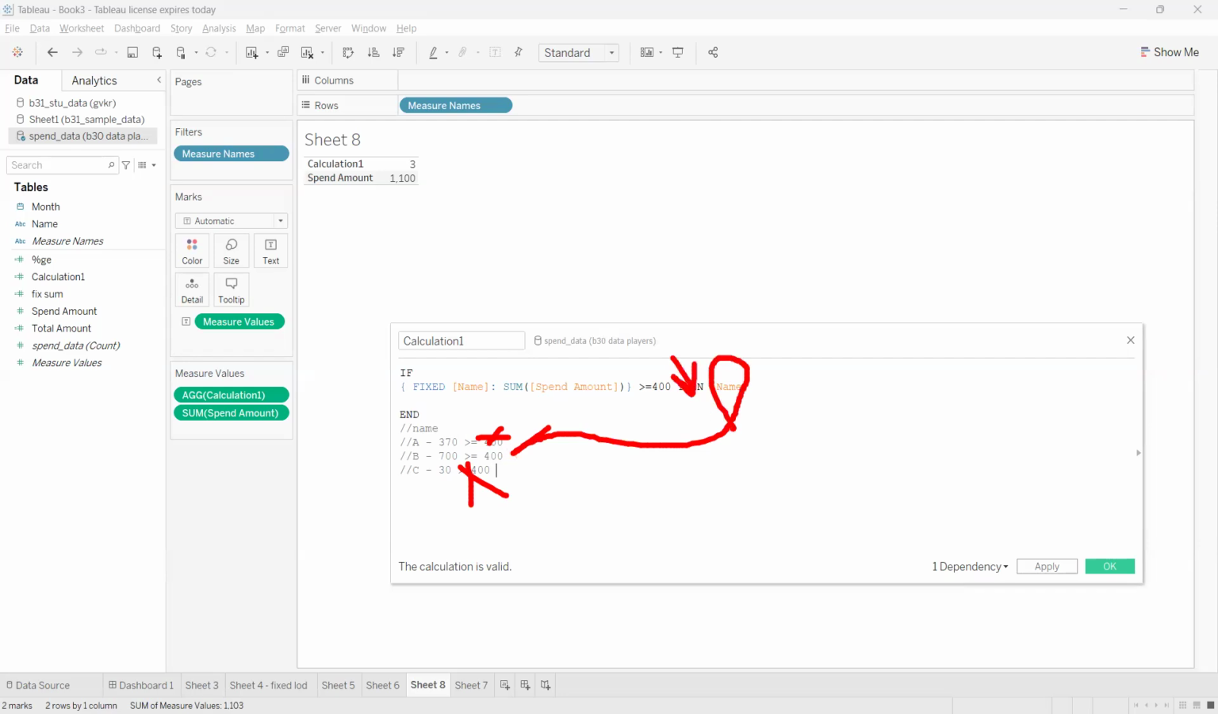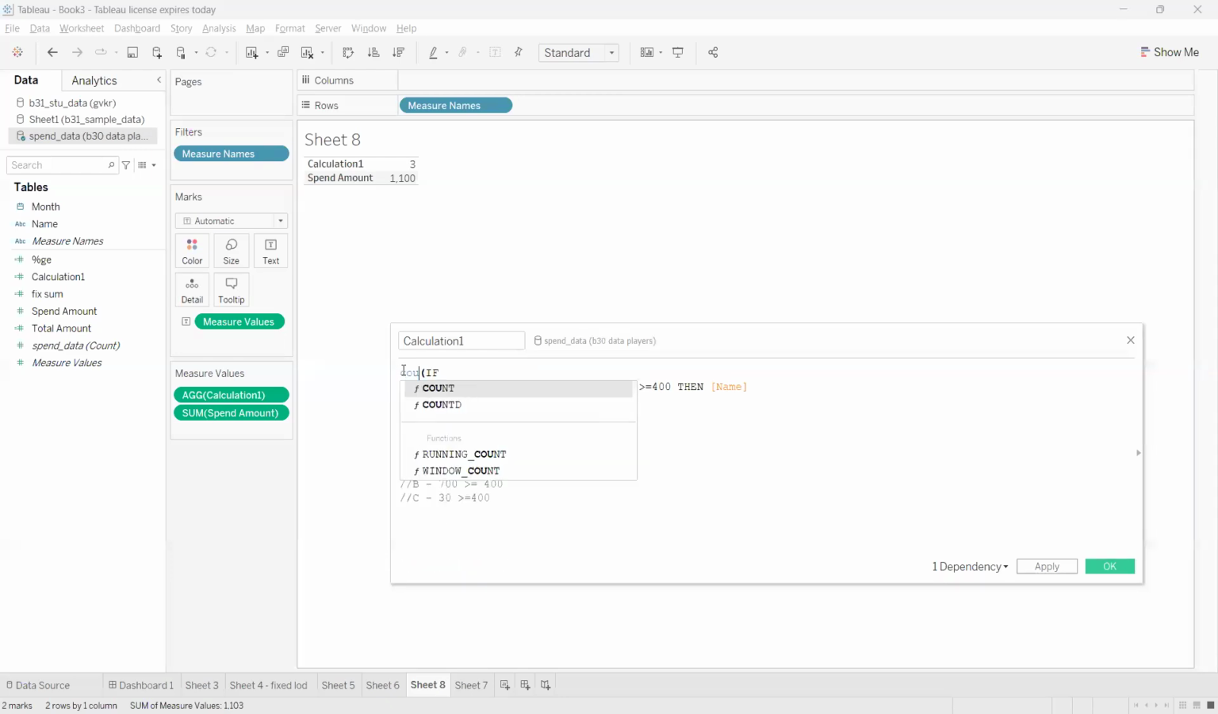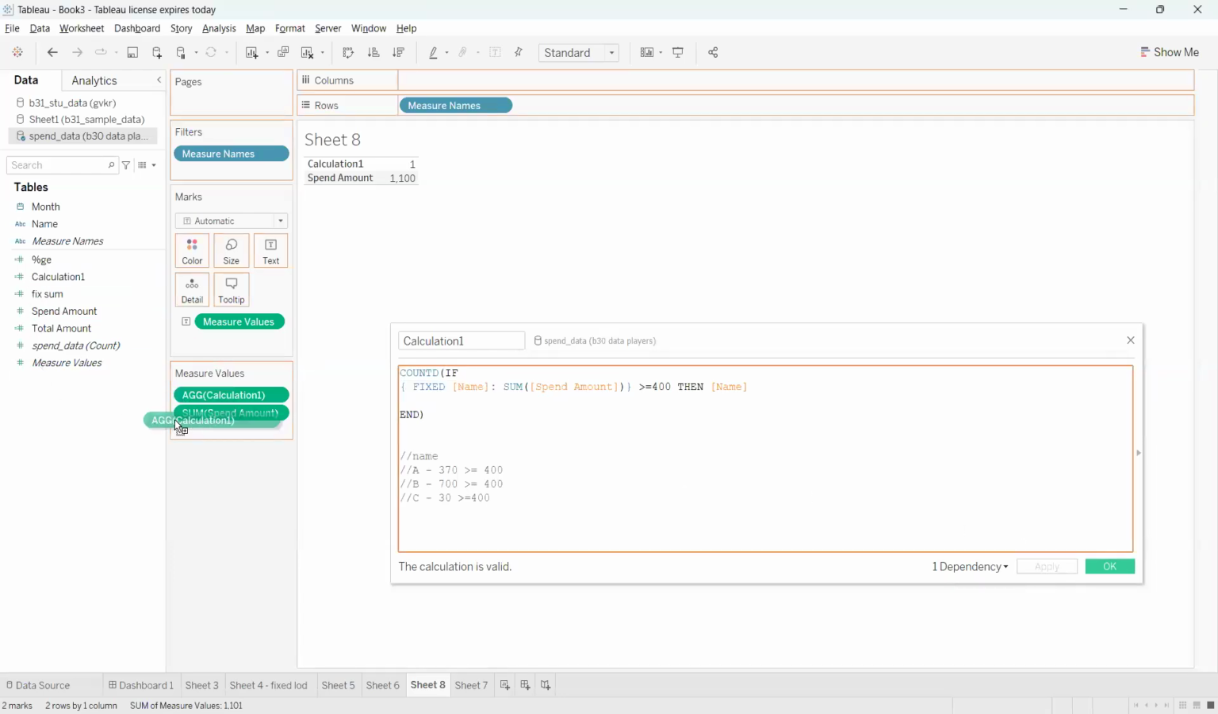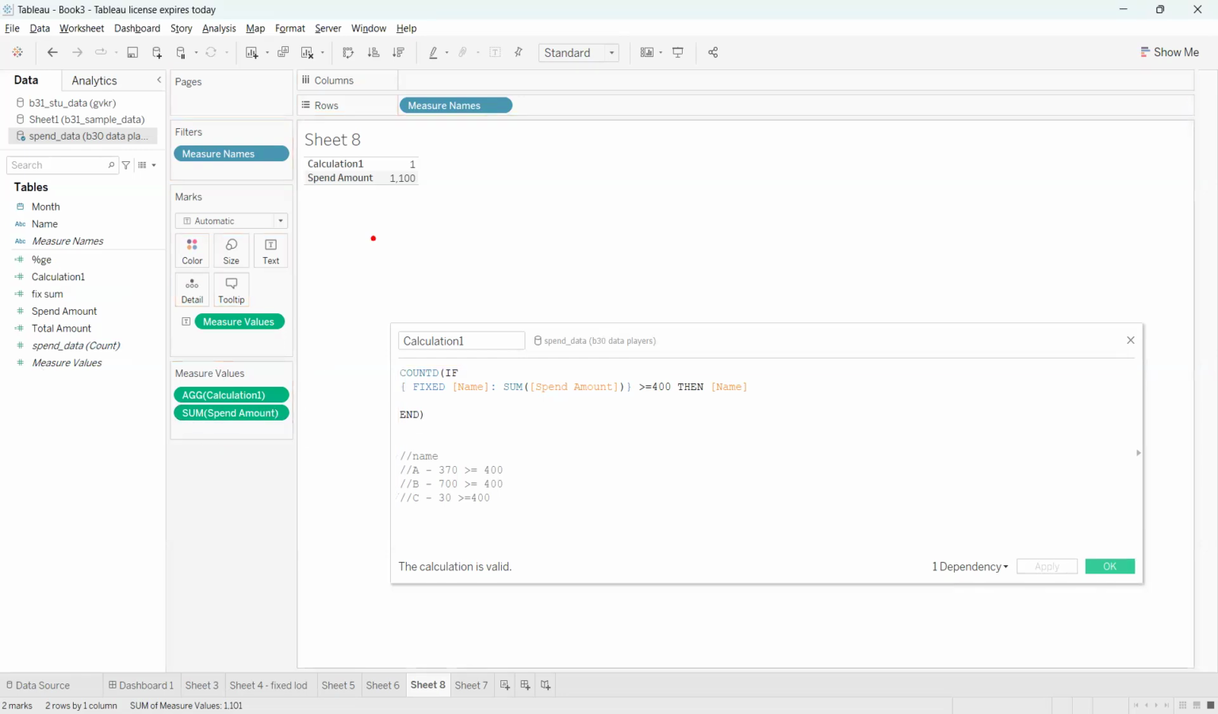After the then statement, we are using the name here. So it will take that person here, but we don't want the person name here. We want the count of persons. So for the or else statement, we have to take the COUNTD function here. Count D. Okay, now let's click on apply. Now drag the calculation here. Now you see, I got the answer one here directly, which is the correct answer.